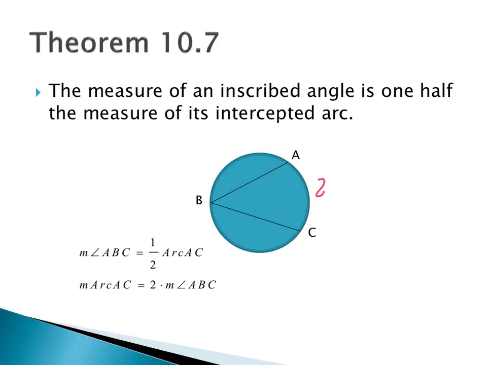So if this arc is 80 degrees, what's the measure of angle ABC? 40, okay, half. And then you can do vice versa. So if this was 60 degrees, what's the measure of the arc? 120, good. So angle is half the arc, arc is twice the angle.